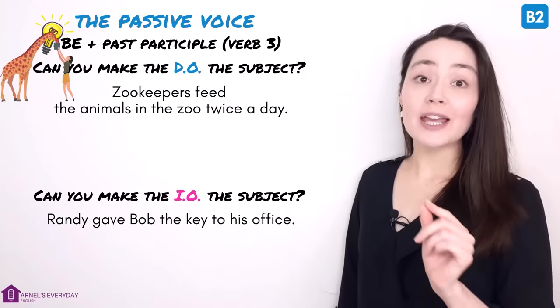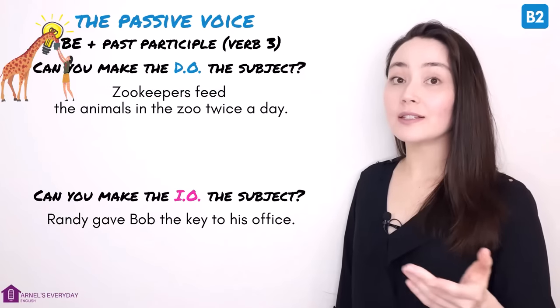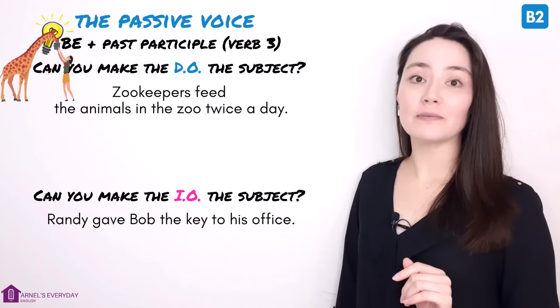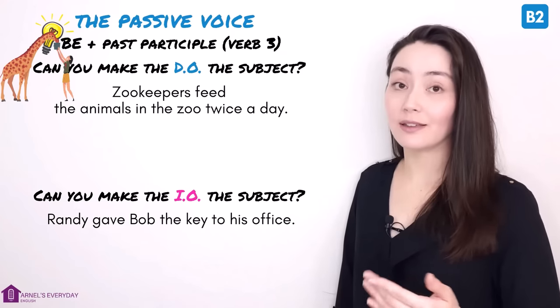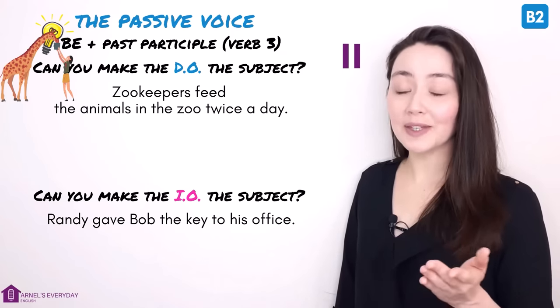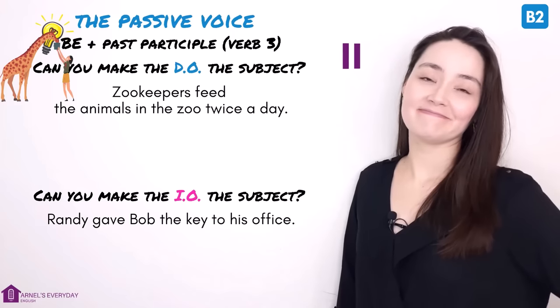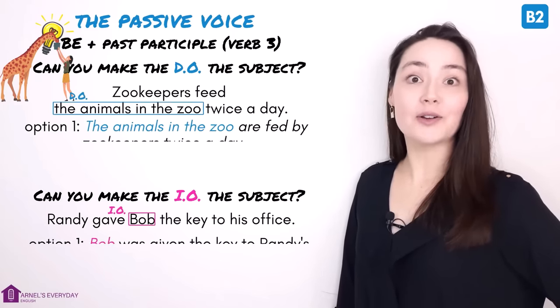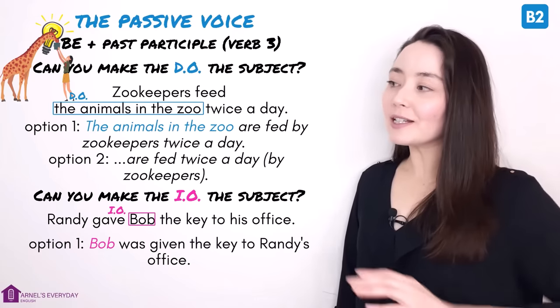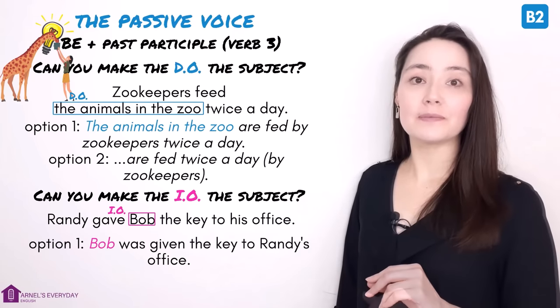In this first example, can you make the direct object the subject in the passive voice? In the second sentence, can you please make the indirect object the subject? Pause the video to do this. Here are your answers. You can see there's a little bit of variety possible.